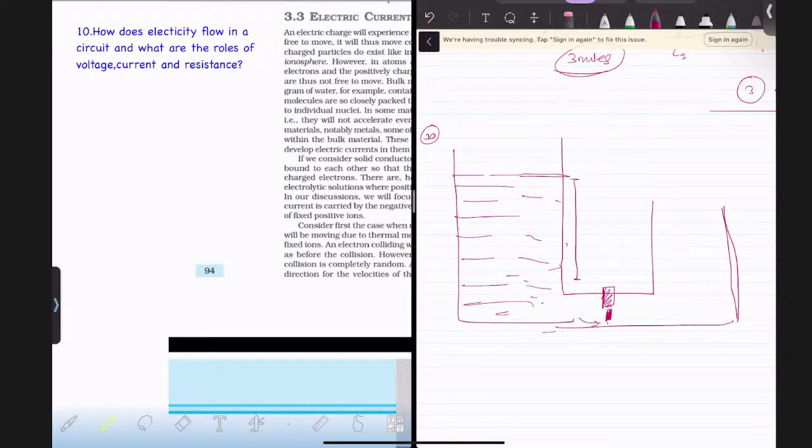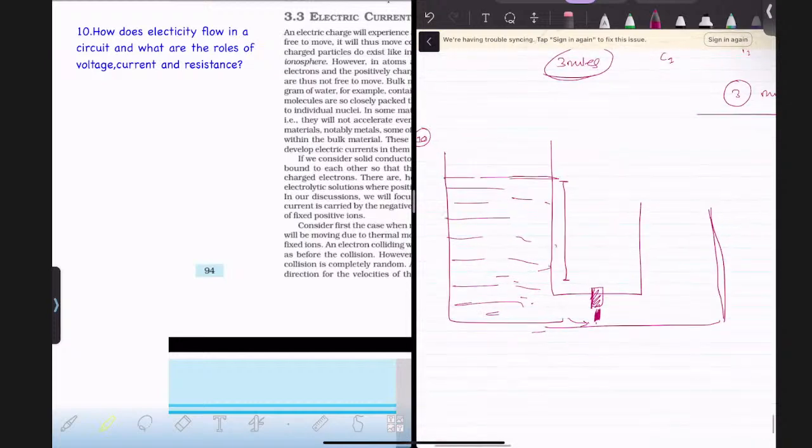This is a high potential zone. Here water was not there, water is not there at all. Water is here, so it is a high potential zone. So how does electricity flow? Water will move from here to here. Why? Because the potential energy of water was higher here, so it will flow from here to here.